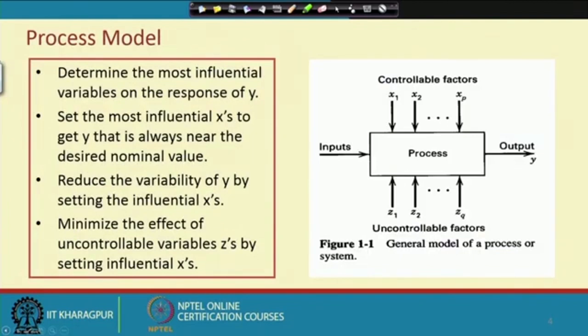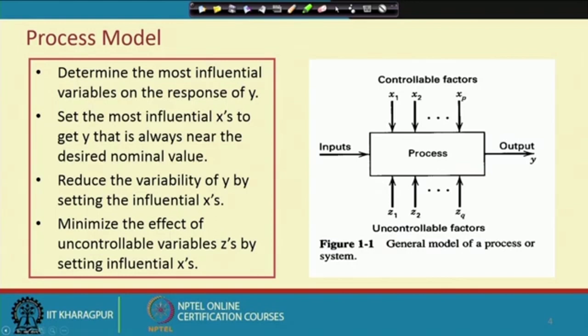the y variability will be minimized, although z, the uncontrollable factors, are not being controlled during the experiment because you are not able to control it, or it cannot be controlled from the cost point of view. So, in that case, is there any opportunity to manipulate the x in such a manner that the z effect on y will be minimized? So, that is the purpose of experiment. What is the purpose of experiment?